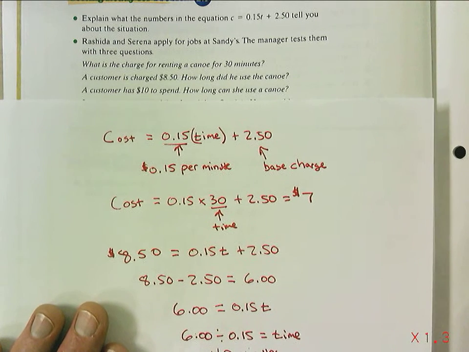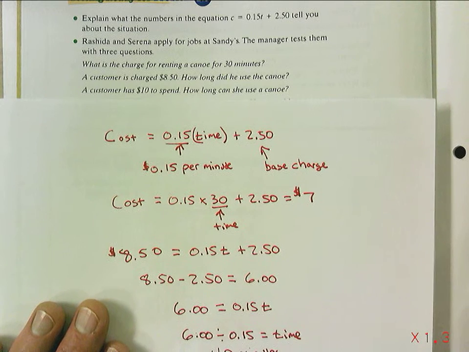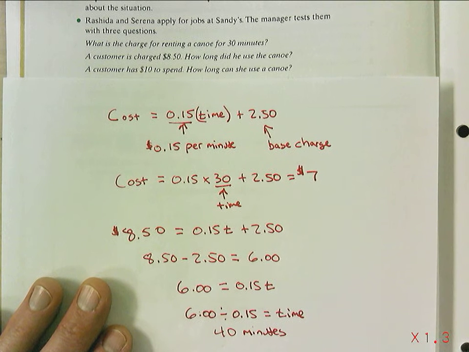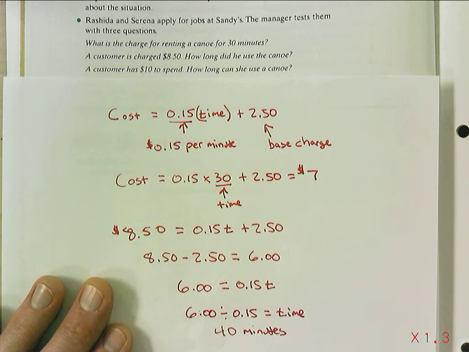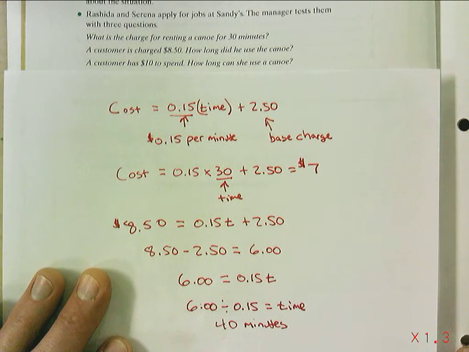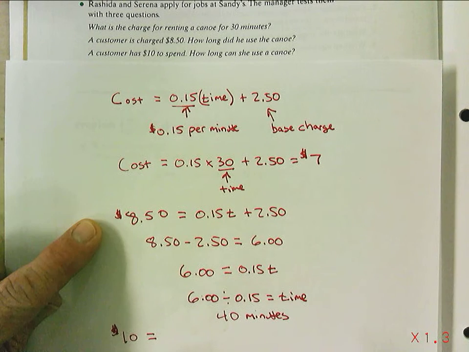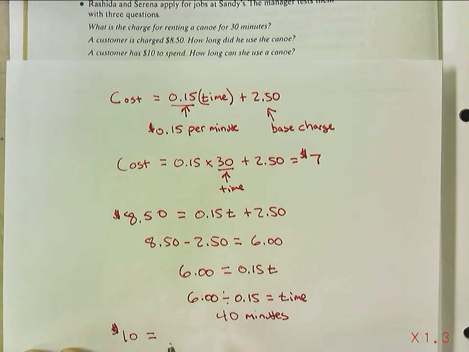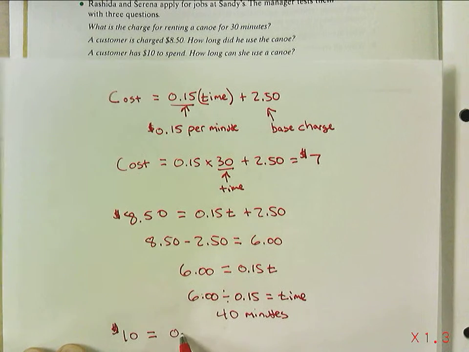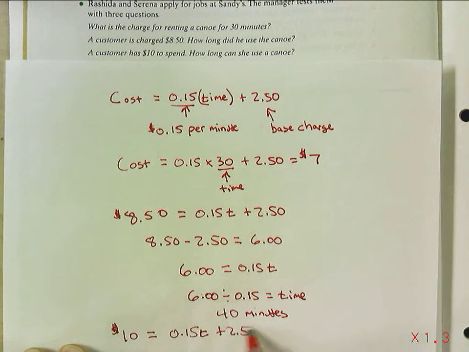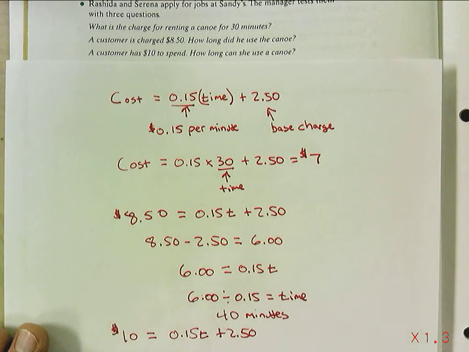Now the third question in the test was, suppose the customer has $10 to spend, how long can you use the canoe for? So again, we're in a very similar situation to the one we just did. If we have $10 to spend, and the last time it was $8.50 that was spent, so I know it's going to be more than 40 minutes, but I'm going to do this the same way because I know that it's 0.15 times the time plus the $2.50 base charge.